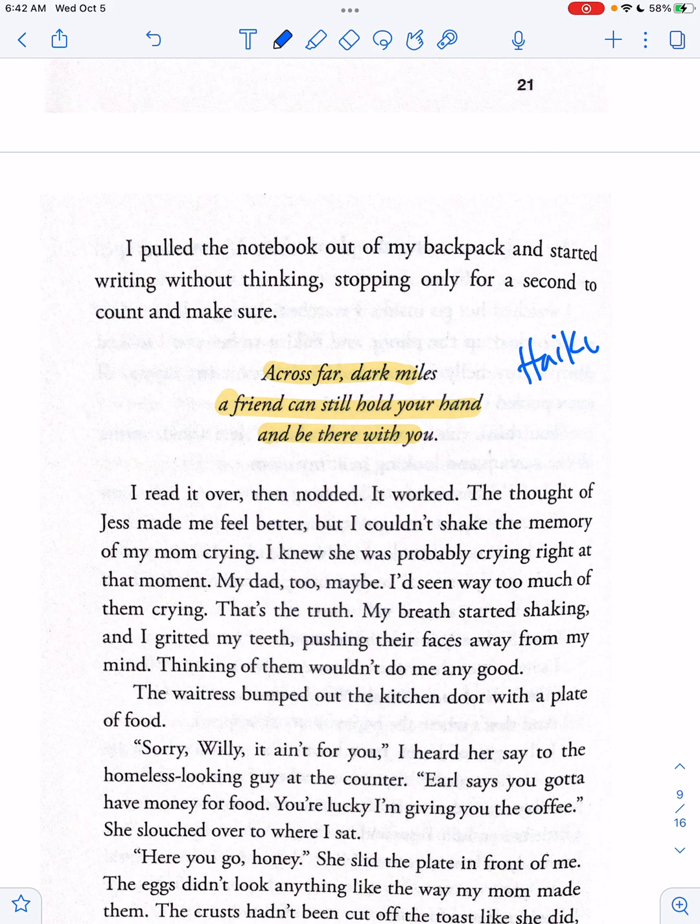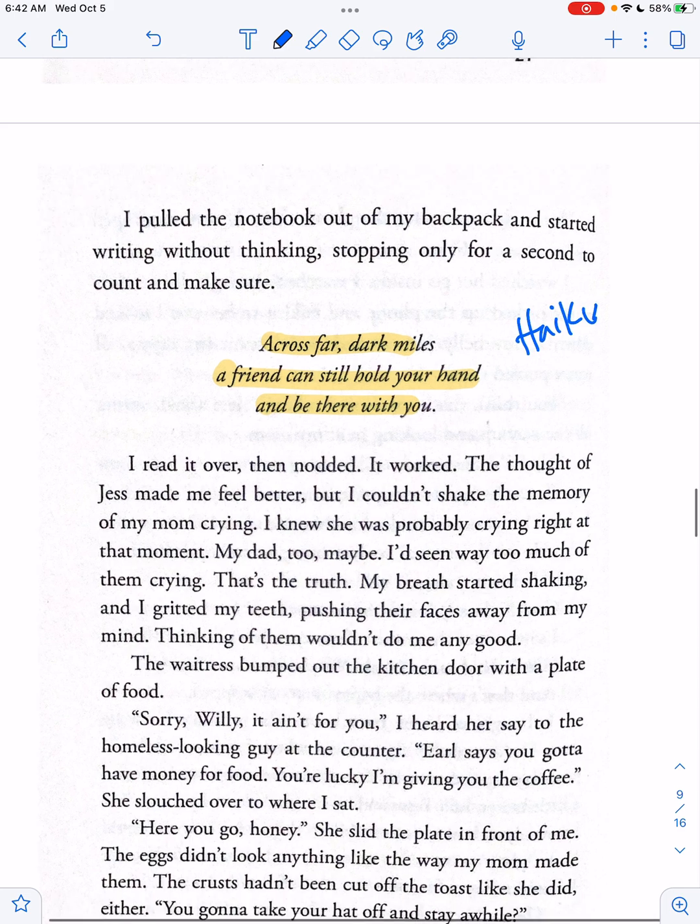This is another haiku poem. And remember, these poems are going to give us insight into what Mark is feeling. So he is thinking about his friend Jessie and how she can still be there for him even though they're far apart in this moment.